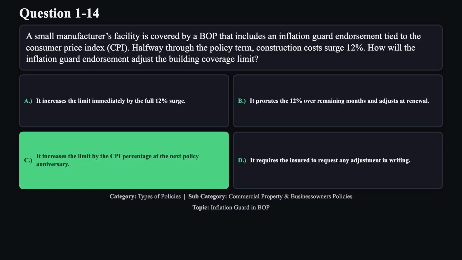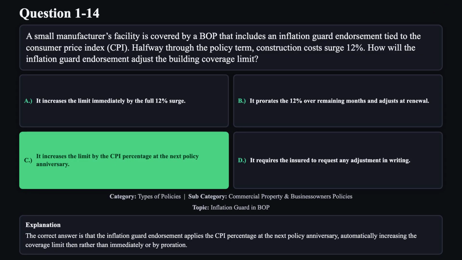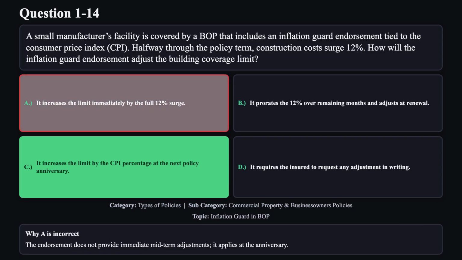The correct answer is C. The correct answer is that the inflation guard endorsement applies the CPI percentage at the next policy anniversary, automatically increasing the coverage limit then rather than immediately or by proration. Reason A is not correct. The endorsement does not provide immediate midterm adjustments. It applies at the anniversary.